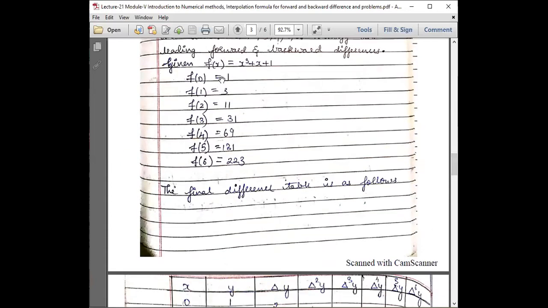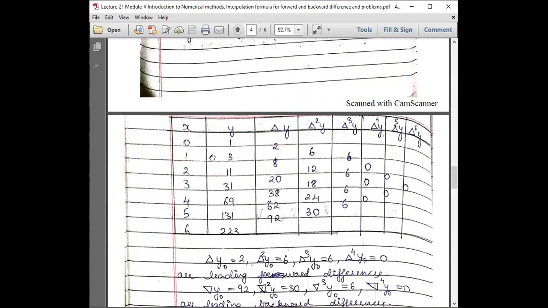Tell me one by one. What is the corresponding value? 1, 3, 11, 31, 69, 131, and 223. So these are the corresponding values of y.